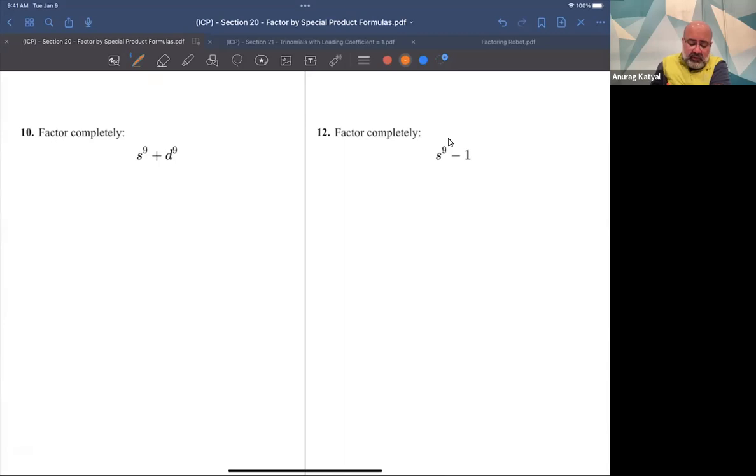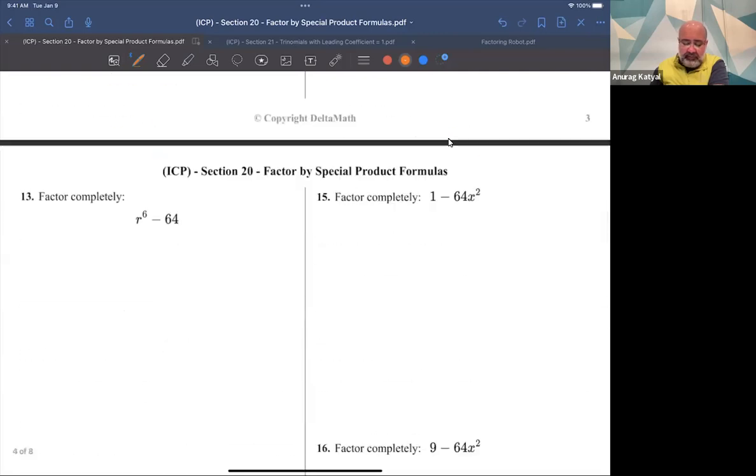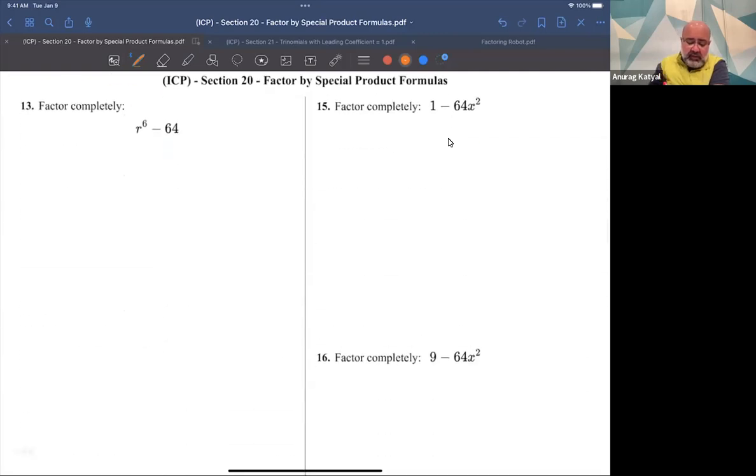This would be a sum of cubes, s cubed to the third plus 1 cubed to the third, and then you would use the sum of cubes formula on that. This would be s cubed to the third minus 1 cubed. So again, you can use the difference of cube formula on it. Now we get to something slightly different.